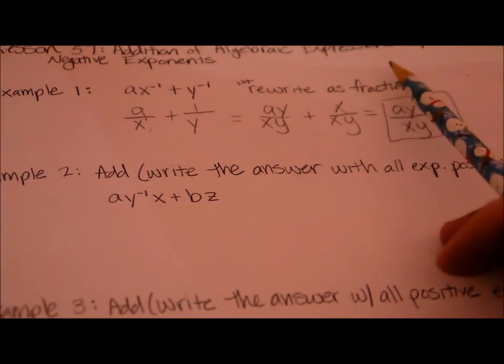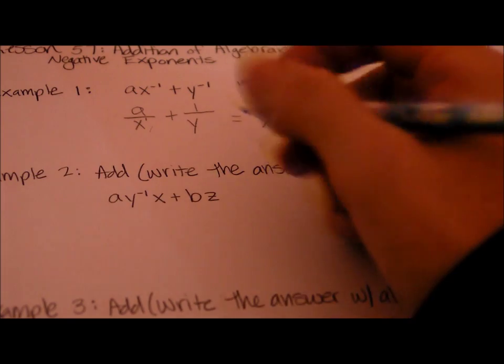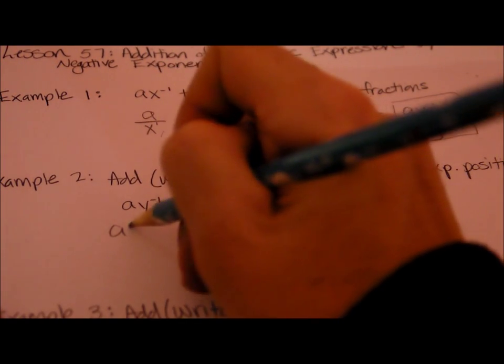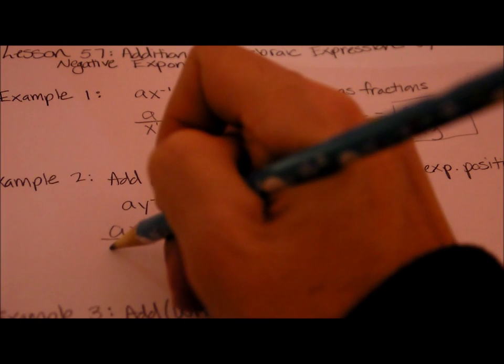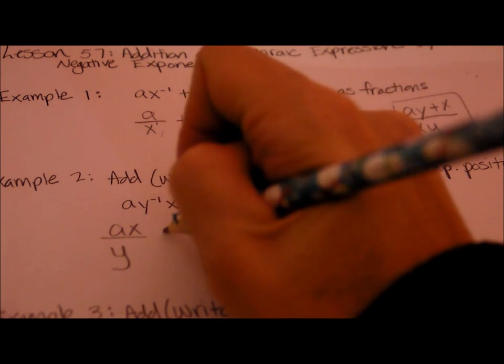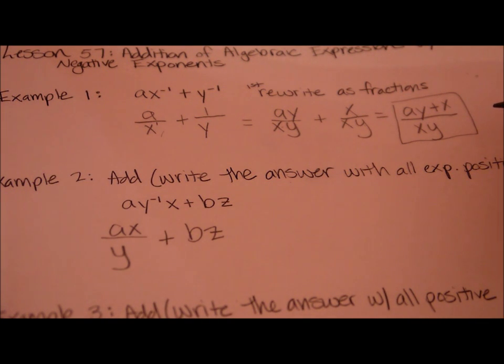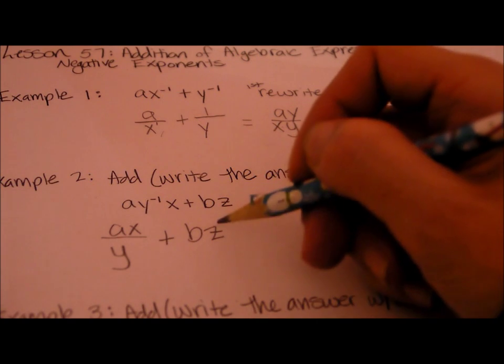Okay, so let's look at example 2. Same thing, we're going to rewrite it with everybody in the right part of the fraction, making everybody have positive exponents. That's ax over y plus bz. So that's how we got from here to here.